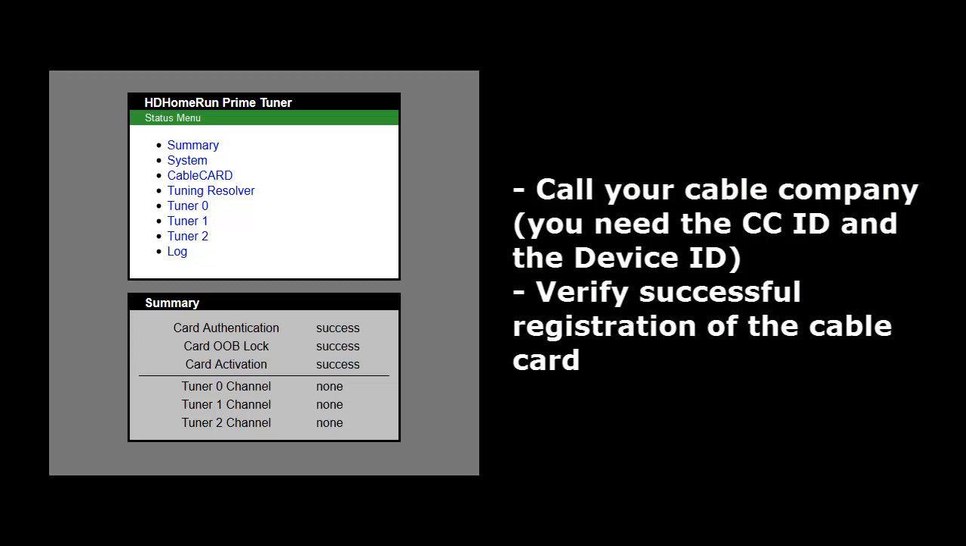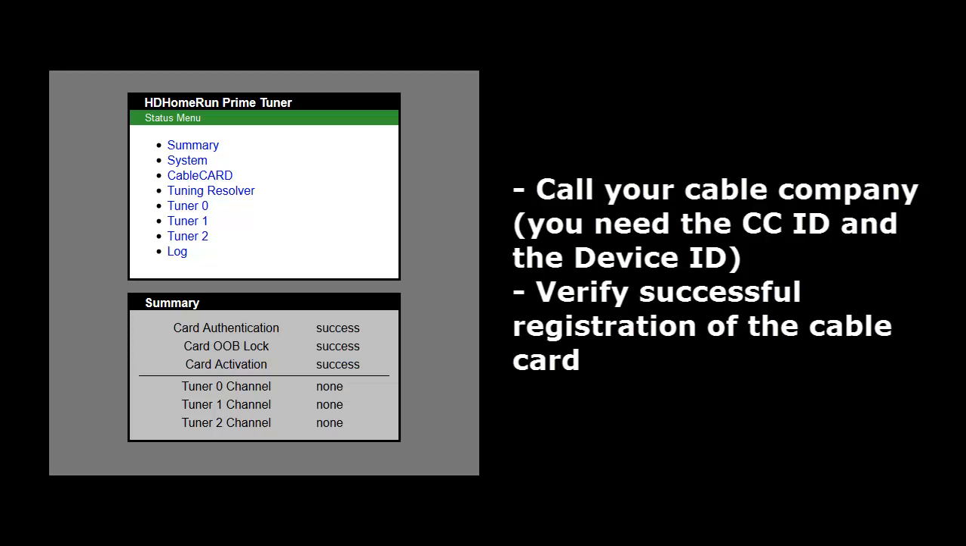Once you have it registered with the cable company, you can verify it on the website that comes with the HD HomeRun. Basically what you want to look for there is on the status page, you want to make sure that the cable card authentication, the card OOB lock, and the card activation all say successful.